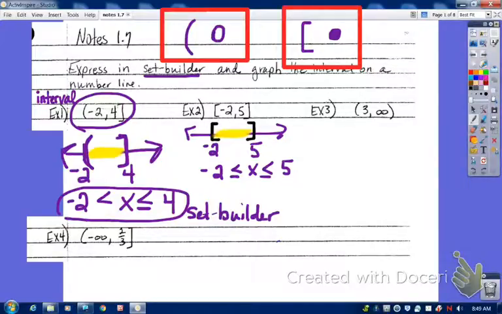Alright, so in example 3, we have a new little symbol there. Does anybody know what an 8 laying on its side is called? Infinity. So we can't put infinity on our number line because infinity is not an exact number. So all we can put on our number line is the 3. And we're going to use a parentheses at the 3, meaning we're not going to graph the 3. It's not included in our points. And then we're going to shade to positive infinity.